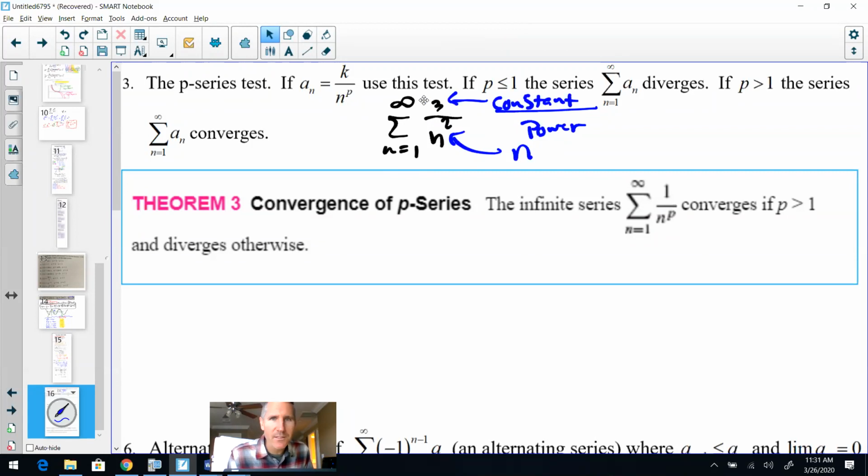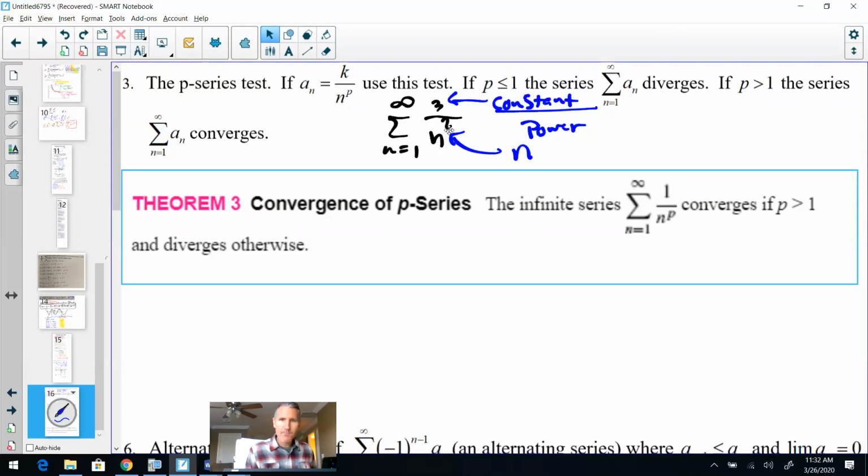It doesn't matter what this constant is, it just has to be a constant. It can't be something like e to the n over, no, that wouldn't work. But if it's a constant over n to a power, then that's a p-series. Because I have a constant over n to a power, and that power is greater than 1, this series will converge. But if this were 3 over n to the 1/2, or 3 over the square root of n, that would diverge. And even if we had 3 over n to the first power, that also would diverge.